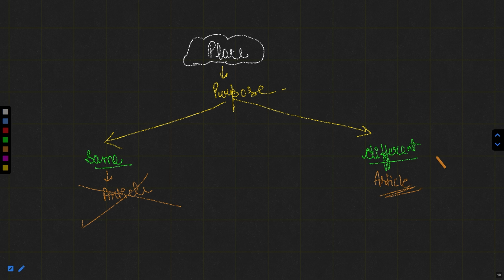But if I say he went to the hospital to meet his friend, here he is going to meet someone, and that hospital is not the meeting place. That is why I have used the before it. In that case, if the place is serving the same purpose, we do not use any article. And if it is used for a different purpose, the article will be used. Now which article? It depends on the situation.